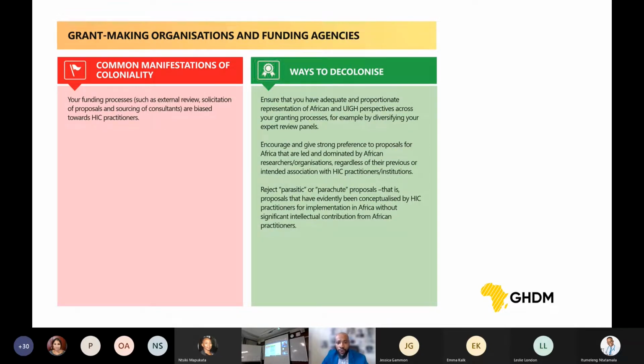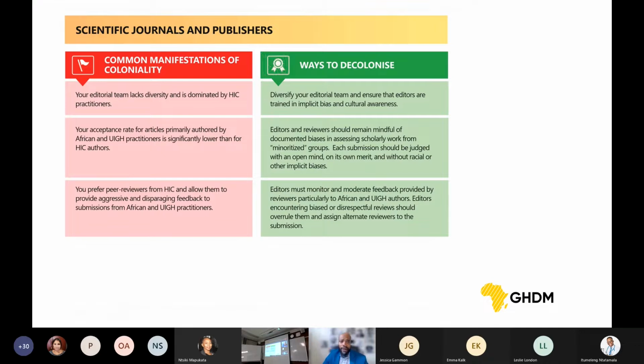And so we are calling on funders to reject what we're calling parasitic or parachute research proposals, where people dive into Africa, do research, fly out and use us as data collectors. We're asking them to diversify their external review panels to ensure that there's representation of people who understand the context. Of course, scientific journals, with the case study I gave, you also know that they play a role in perpetuating some of these power imbalances.